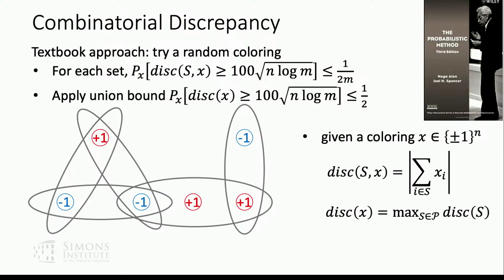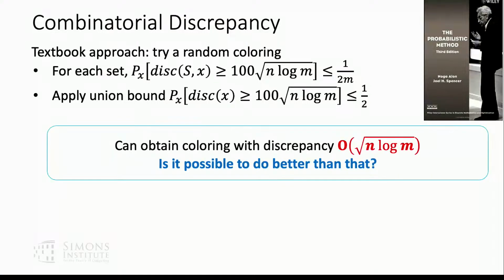But now the interesting question appears. Is this really the best thing that I can do? Here I kind of ignored correlations between all those subsets in my family, right? I just looked at each of them separately. I just threw a union bound at them, and this is what I got.